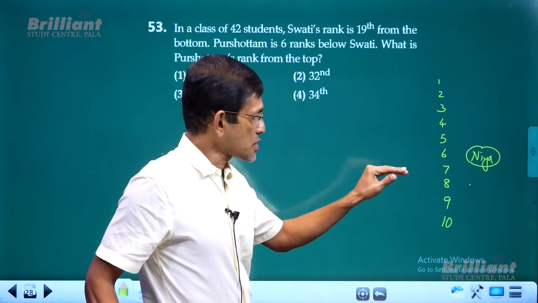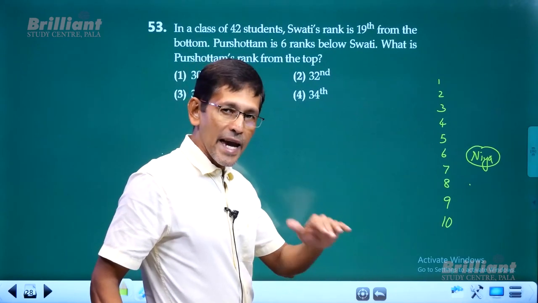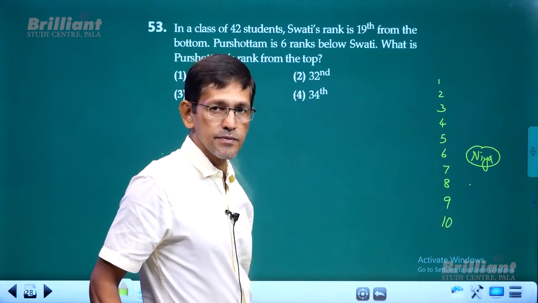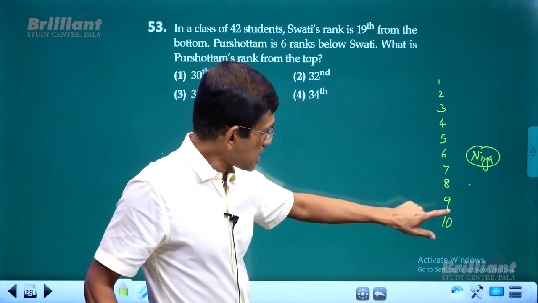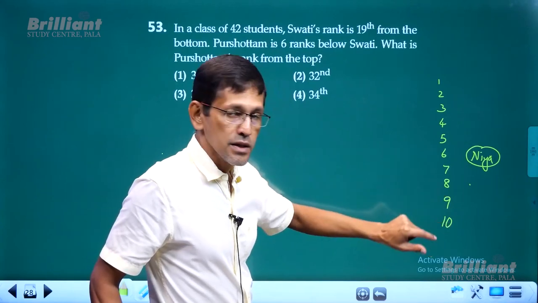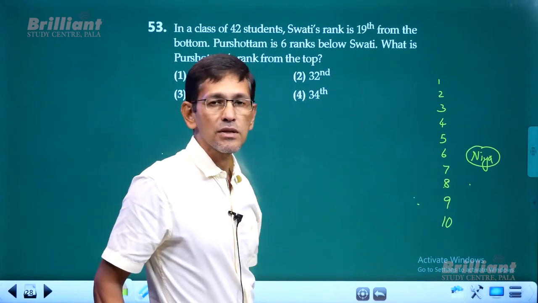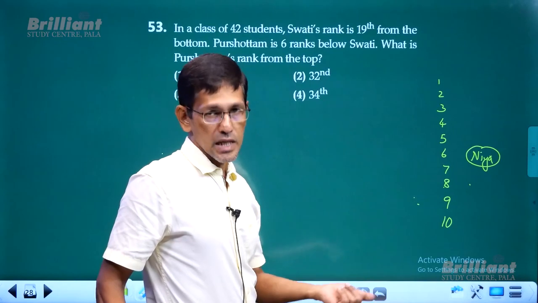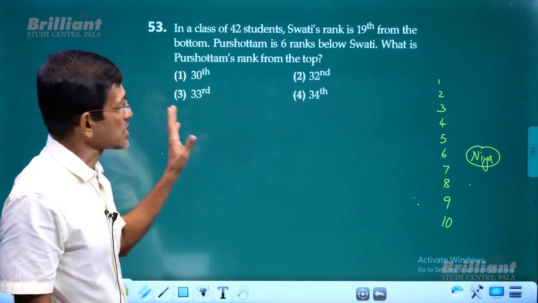If Tom is 2 places below Nia, what is the position of Tom from the end? So this is the end. From the end, what is the position of Tom? 1, 2, 3. The position of Tom from the top is 8th, and from the end, if you count, it is 3rd. So 8 plus 3 is 11. Total, we have 10. So 8 plus 3, 11, minus 1. So always we have to take that minus 1. Anyway, when we do this question, you get a clear idea.